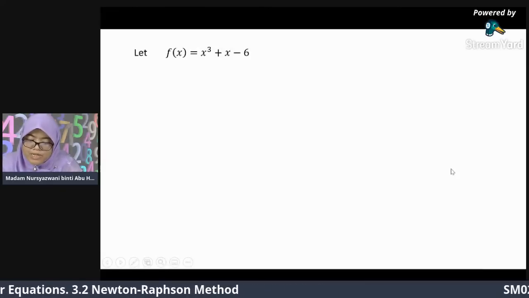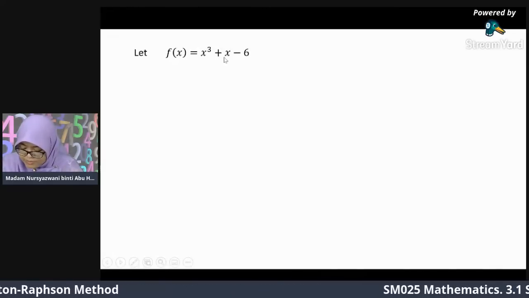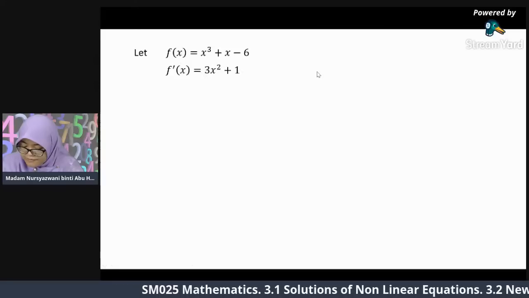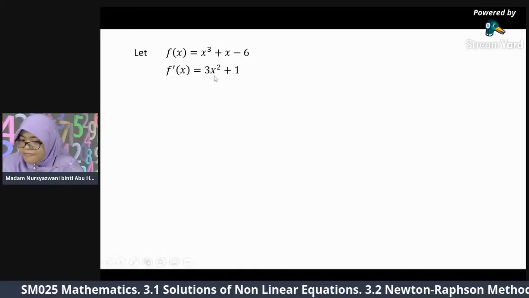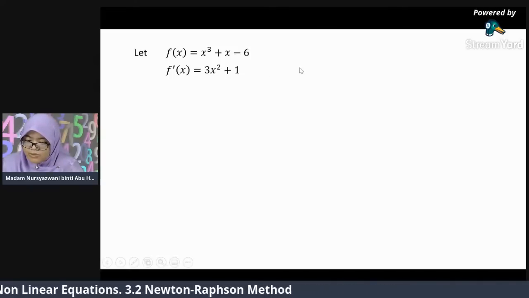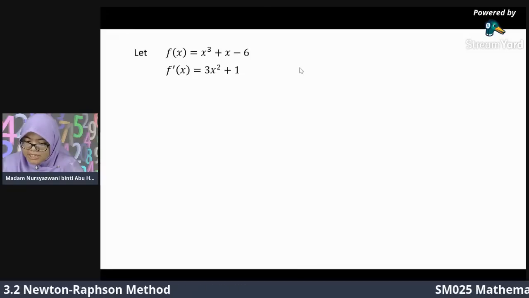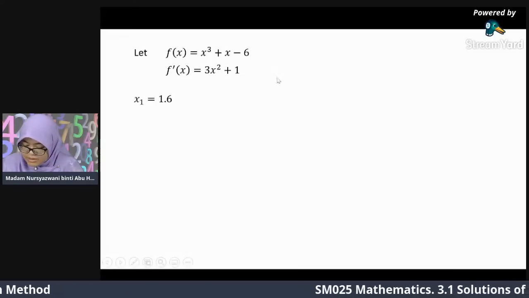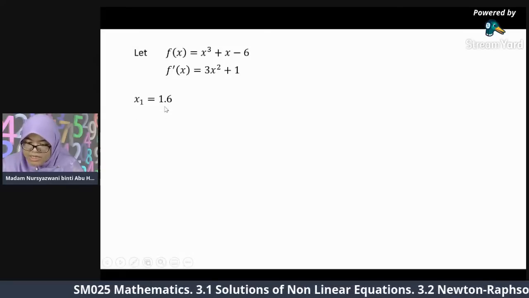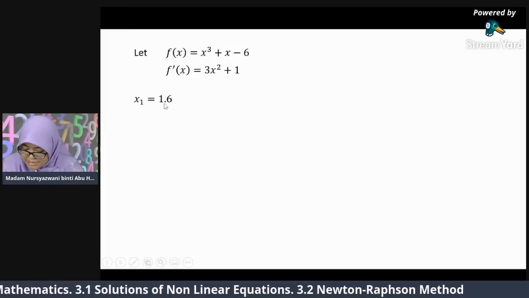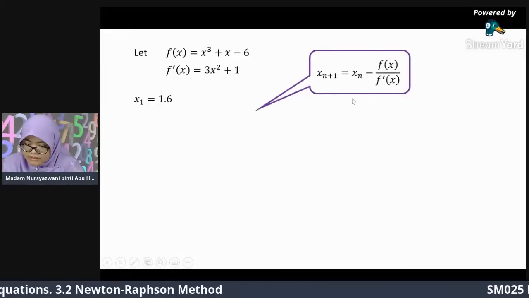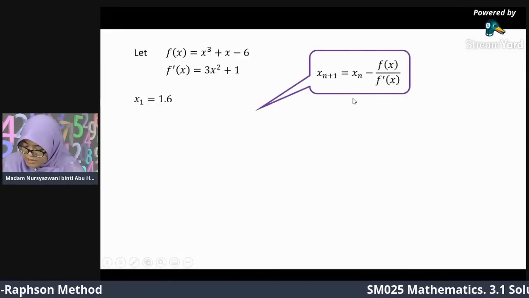Okay, first step we let f(x) equal to x cubed plus x minus 6. Okay, second step we differentiate, f prime x equal to 3x squared plus 1. Third step, we substitute first approximation into Newton-Raphson method. Okay, this is the starting point, so this is the first approximation. So we substitute this value into Newton-Raphson method formula. Okay, Newton-Raphson formula.